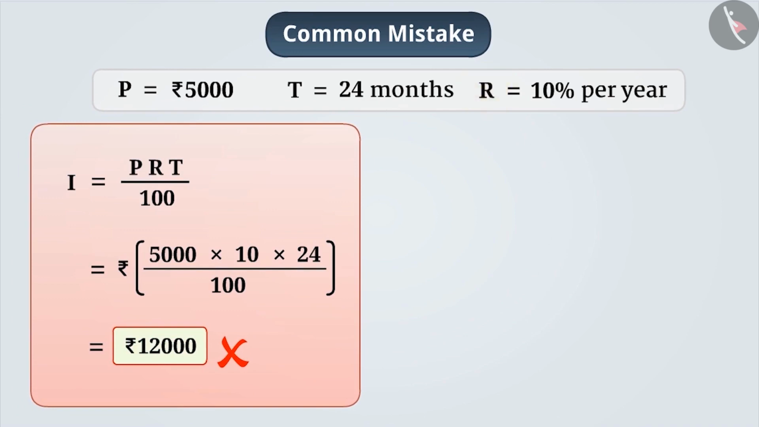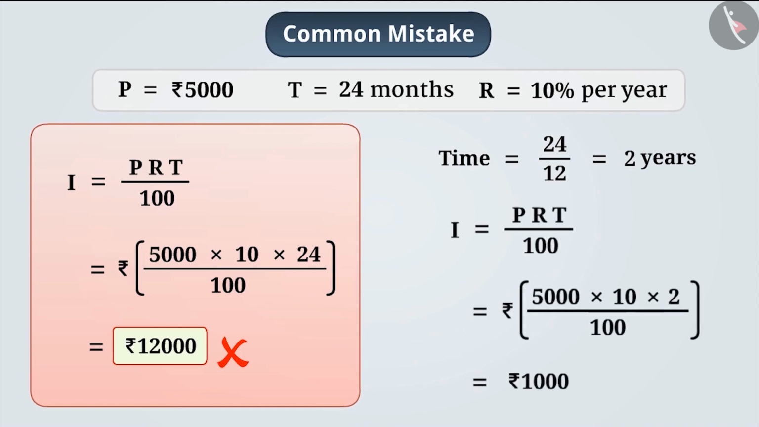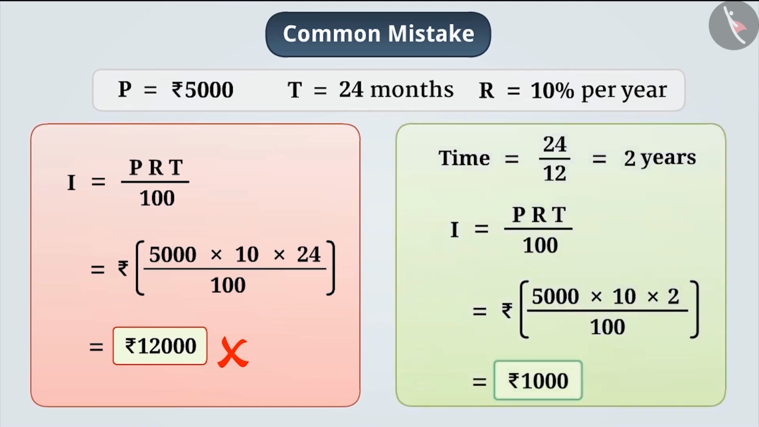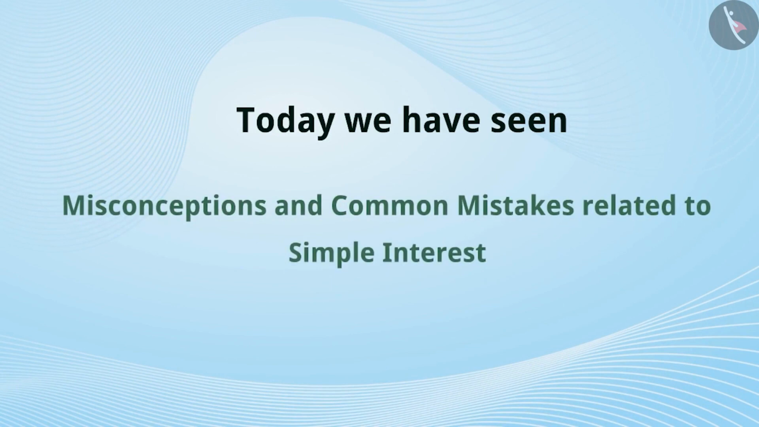Since interest is represented per year, it is necessary to convert the given time into years. Here, we will convert 24 months into 2 years by dividing it by 12. This will result in giving us rupees 1,000 as the simple interest, which is correct. Therefore, while calculating simple interest, do not forget to convert time given in months into years. Today, we have seen misconceptions and common mistakes related to simple interest.